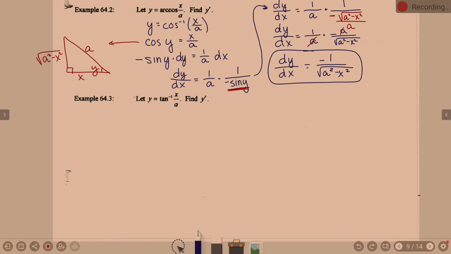This is y equals tan inverse of x over a. We don't know the derivative of tan inverse, so we're going to switch this to tangent. When you switch from the inverse to the regular function, my input and output will switch. So tangent of y equals x over a.